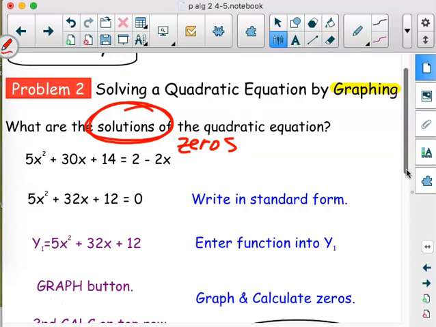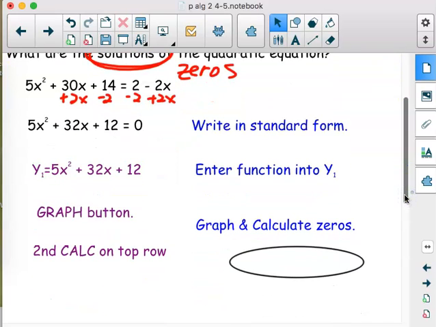So for this one, it's not ready to go. It's got stuff on both sides. So we would go ahead and subtract 2 from both sides and add 2x to both sides and get 5x squared plus 32x plus 12. Now, they told us we're supposed to do this by graphing. So 5x squared plus 32x plus 12 has to go into the graphing calculator, and we're going to go ahead and put it into y sub 1. And then, like it says, we're going to graph and we're going to calculate those zeros.